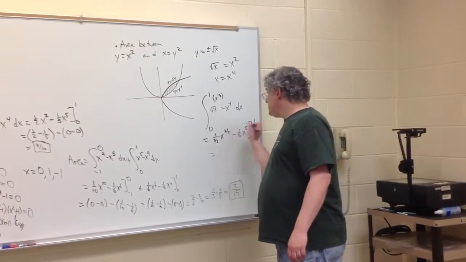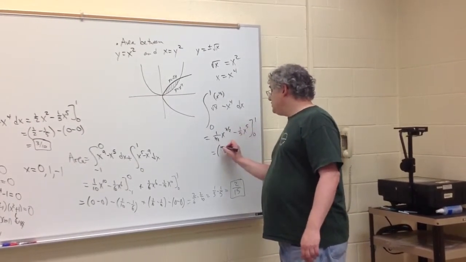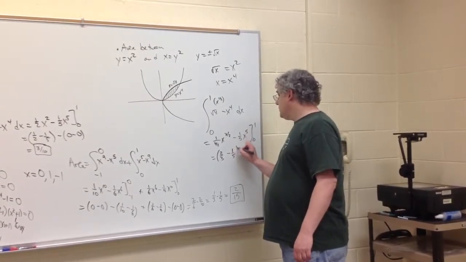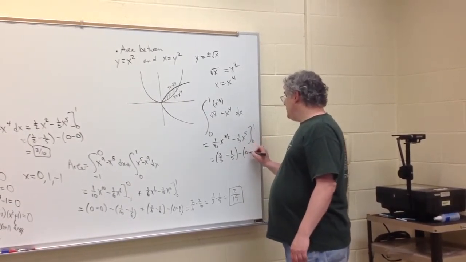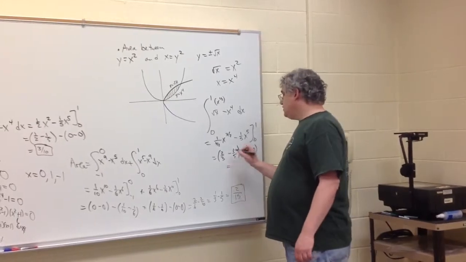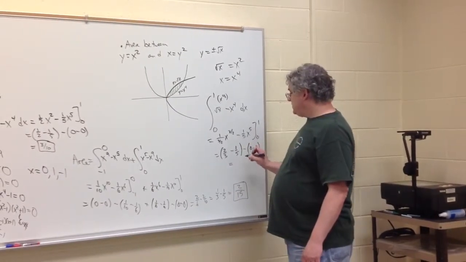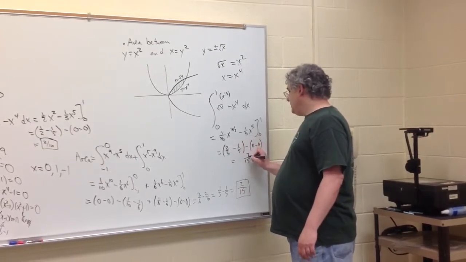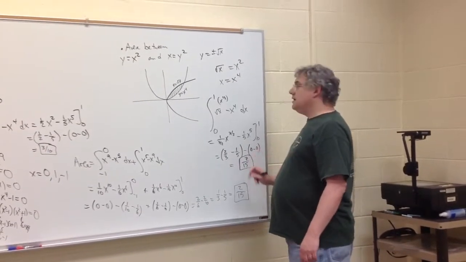So we're going to have 2/3 plugging in with a 1, so 2/3 minus 1/5, minus plug 0 in. 2/3 minus 1/5 is going to be how many 15ths? 10 minus 3 is 7 15ths. And there you have it.